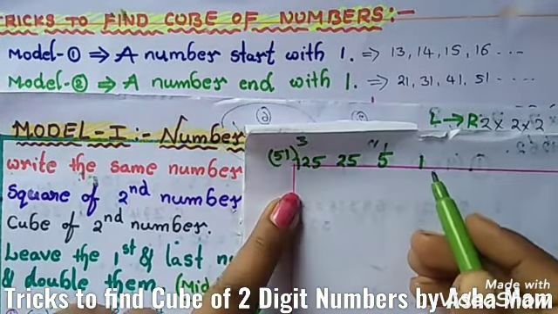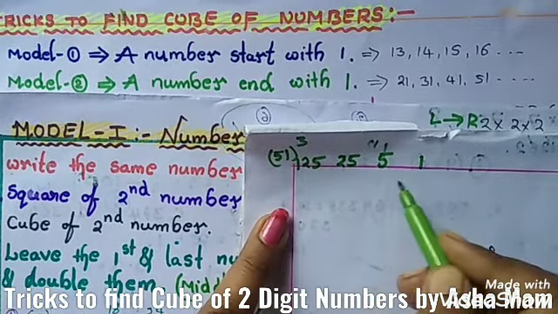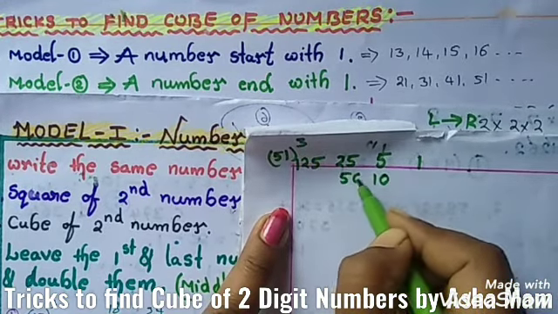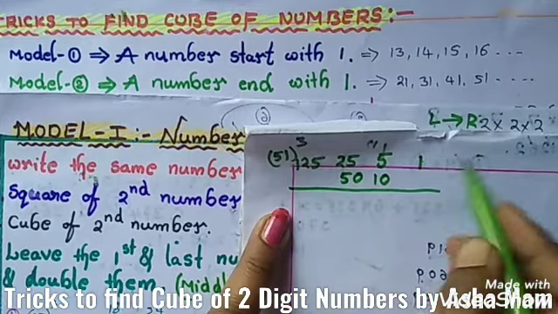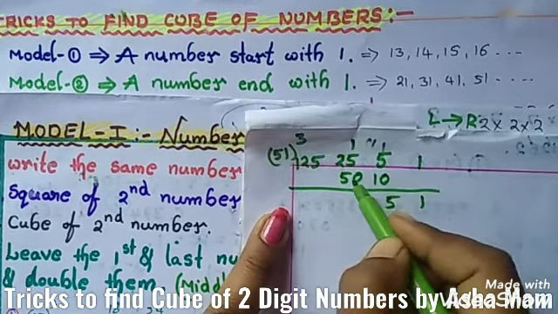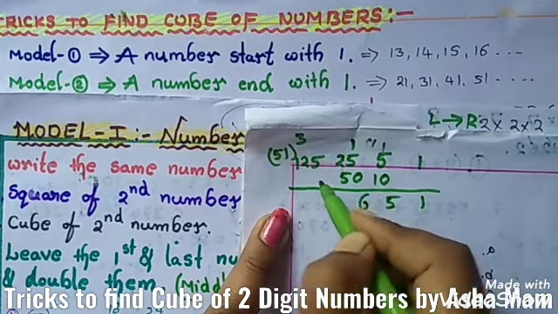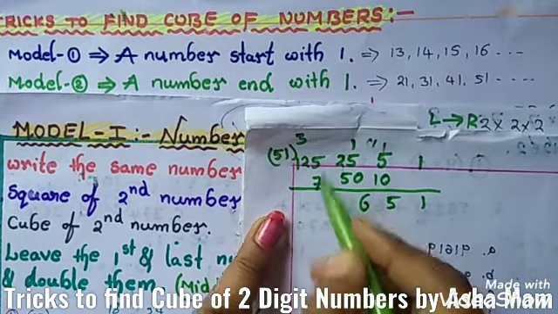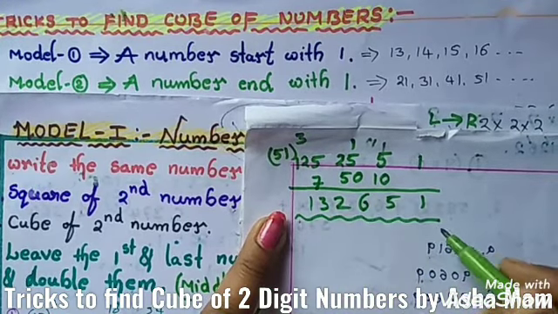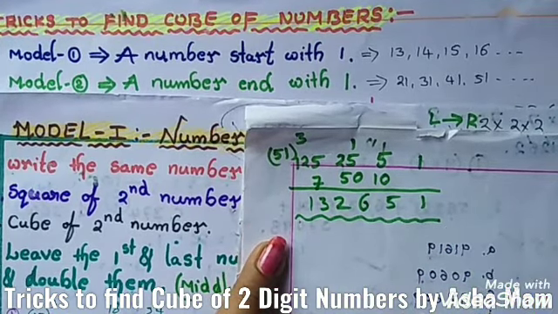Now you have to double them. Leave the last number and first number, and double the middle ones. Here is 10, here is 50. Now you have to add all of these. Here 1, here 5, here 1, 75 and 76, here is 7. Means here 132. So this is the answer of 51 cube.